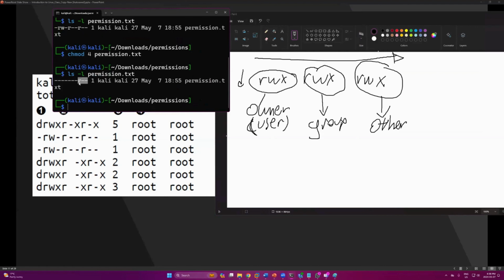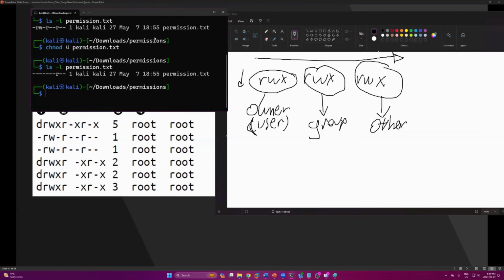So now if I look back over here, why is it that only the others portion has been changed to read? Why not group, and why not the owner? Can you try to give me a guess on why that happened? Well, I think it's because of the presentation. Because I only have a single 4. Now, if I want to change 403, shouldn't I have 3 numbers in total, right?